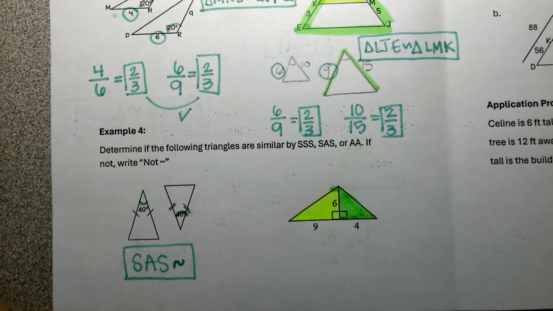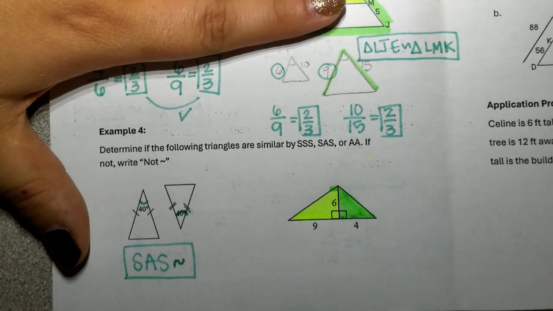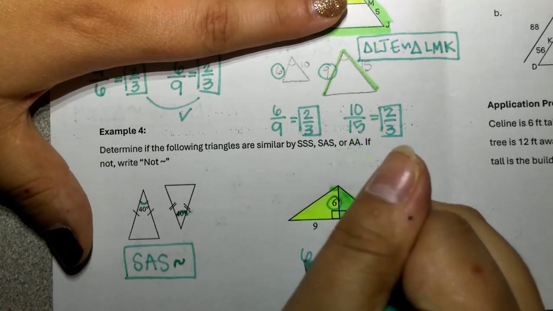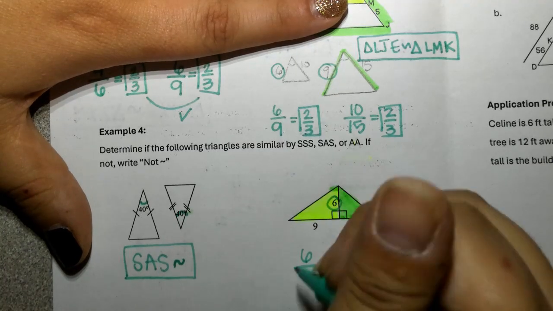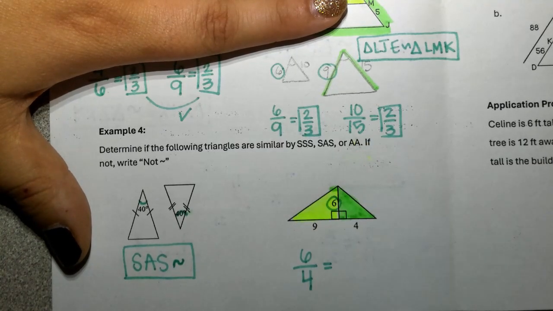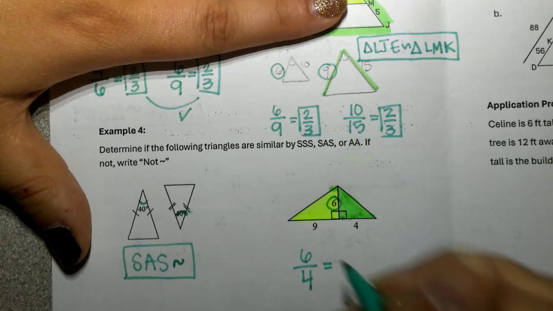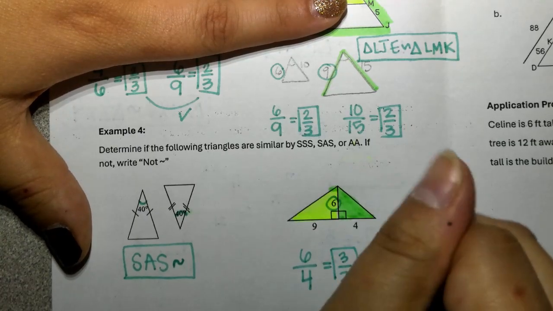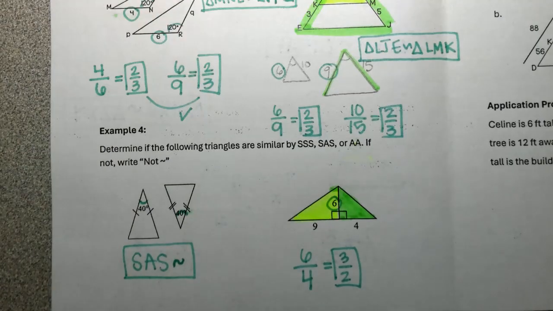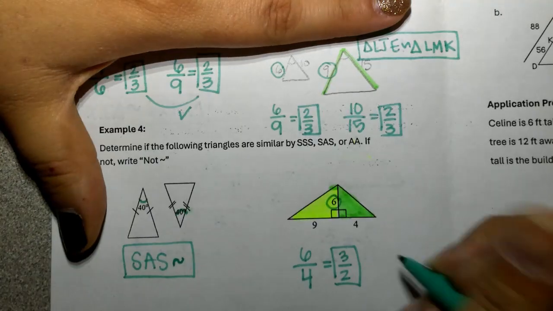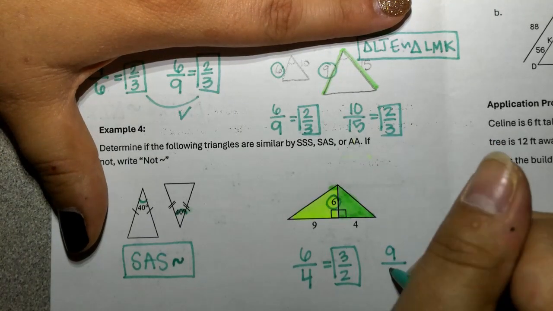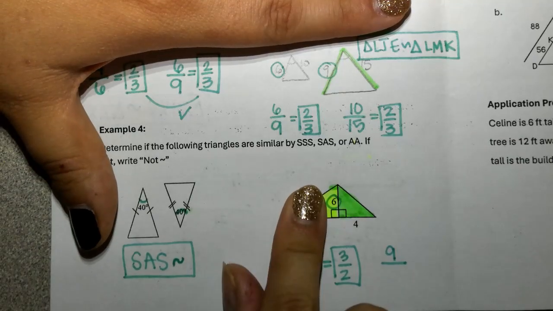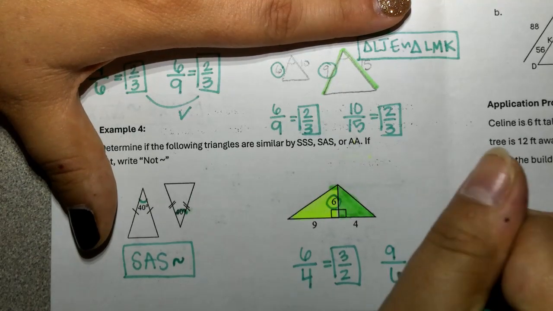What is the smallest side for the yellow triangle? 6. What is the smallest side for the green triangle? What is 6 divided by 4? Nope. 3 over 2. What is the biggest side for the yellow triangle? What is the biggest side for the green triangle? 6. Do y'all see how it's not 4?